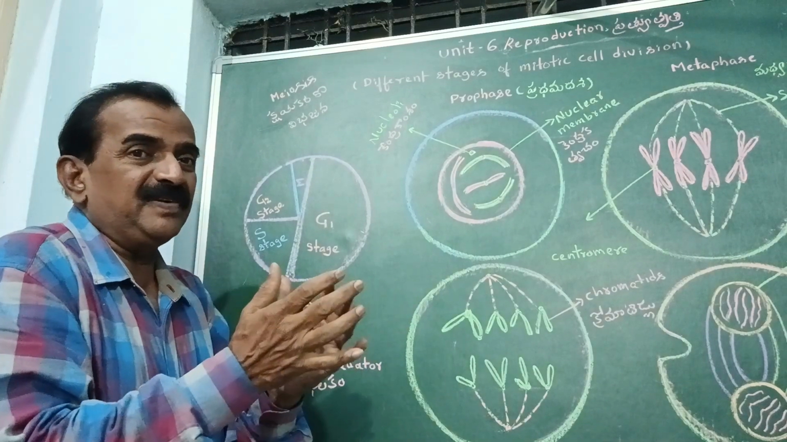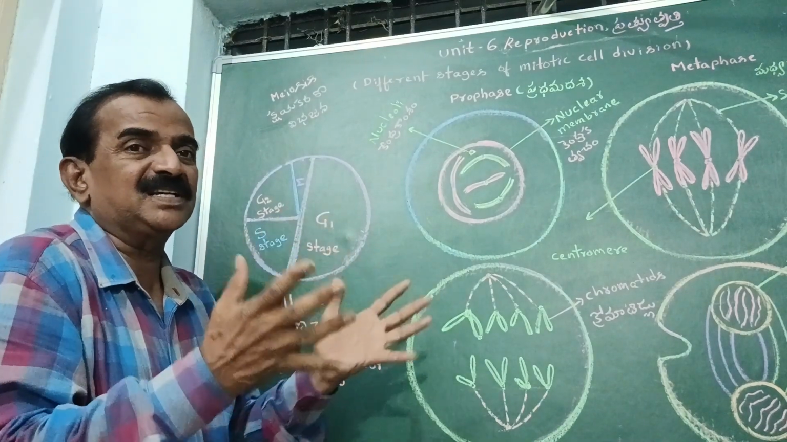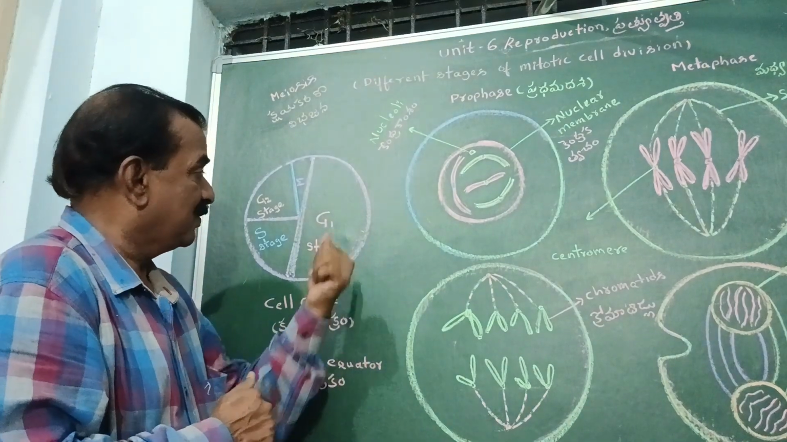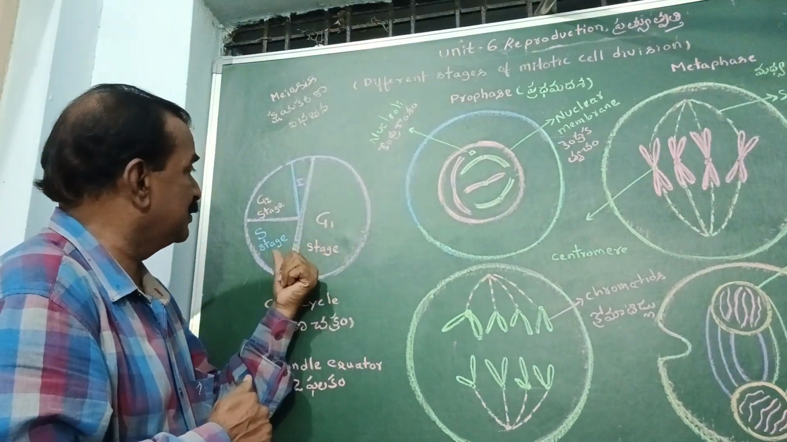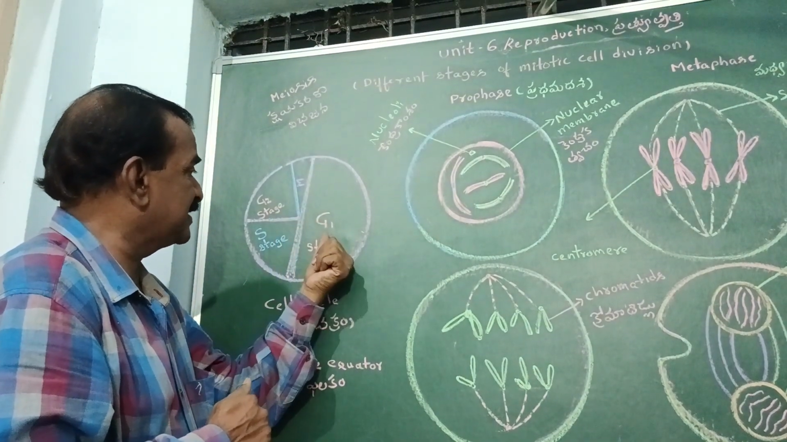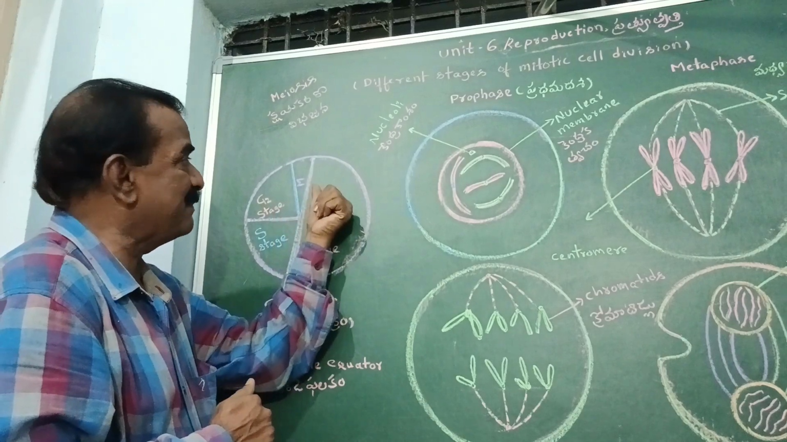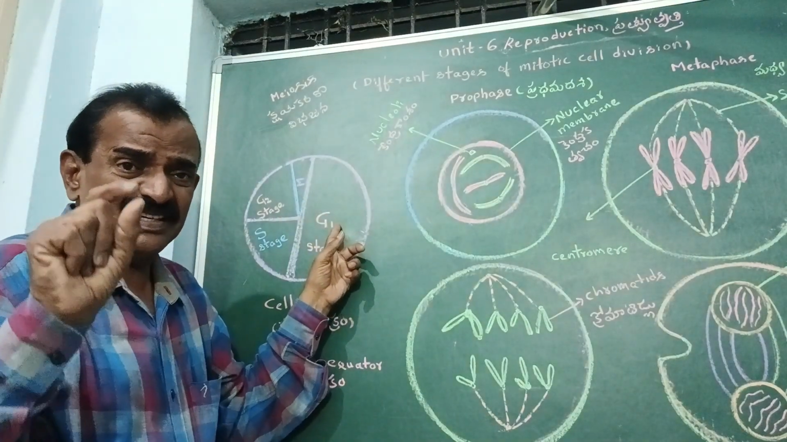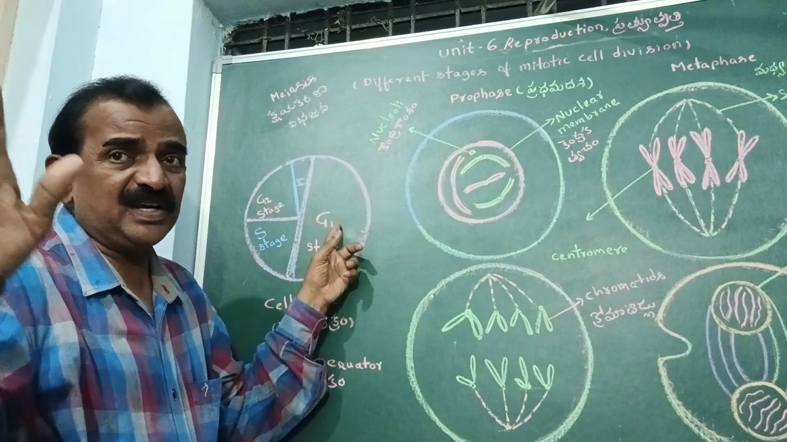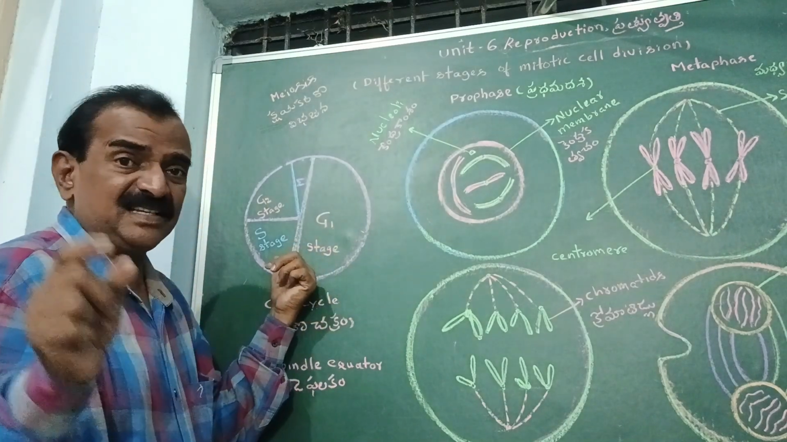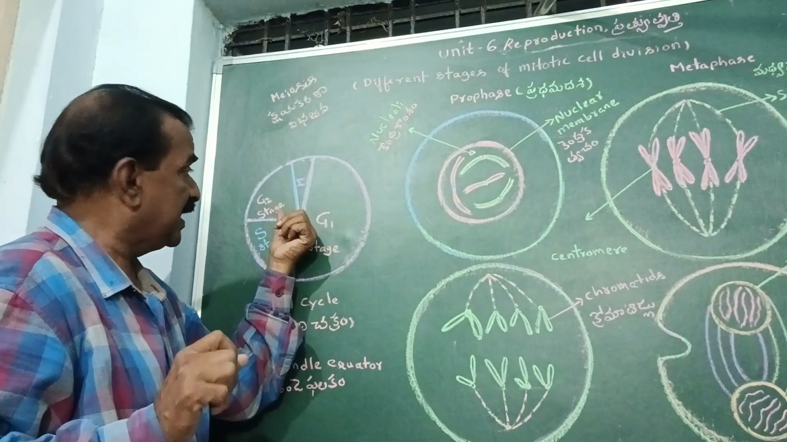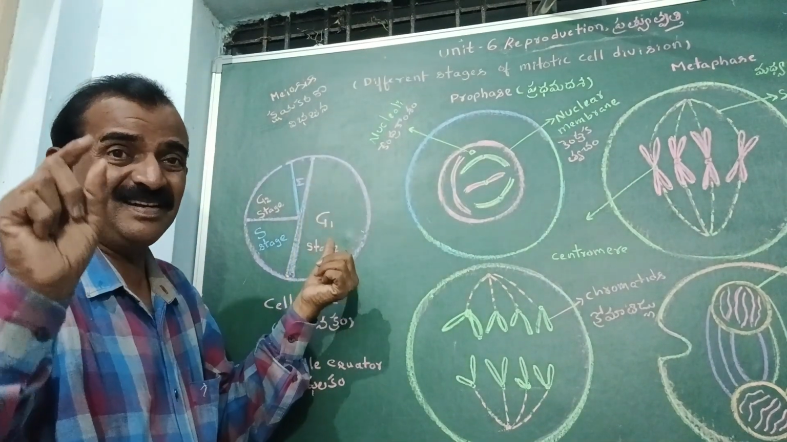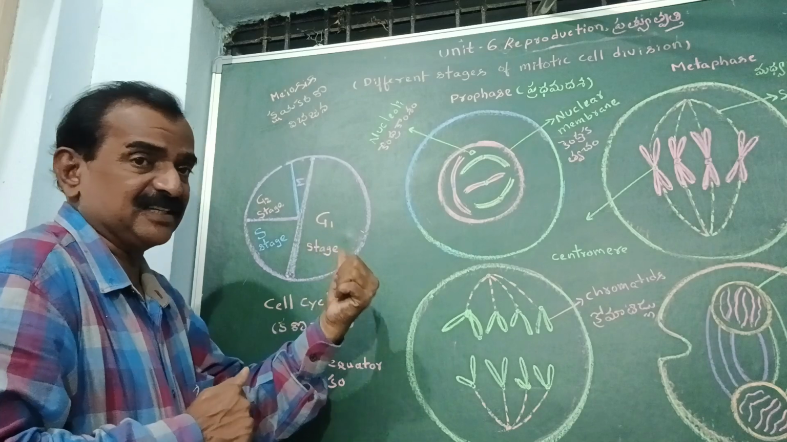The gap between two cell divisions is called interphase. And interphase has three stages. What? G1 stage, S, and G2. M is mitotic cell division. So for the G1 stage it needs 10.5 hours, the S stage needs 10.5 hours, the G2 stage needs 3.5 hours, and the M stage needs about 1 hour. So this is the cell cycle.